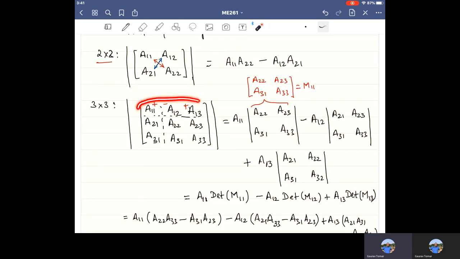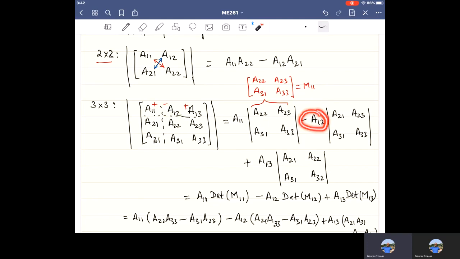Let's say we choose the top row, A11, A12, A13. Then this is called the submatrix, the submatrix corresponding to the element A11. Get the minor matrix corresponding to this. So you say A11 into the determinant of the smaller submatrix that you have. For a 2 cross 2 matrix, you already know how to evaluate the determinant. Then you pick the next element, which you have to take as minus A12.